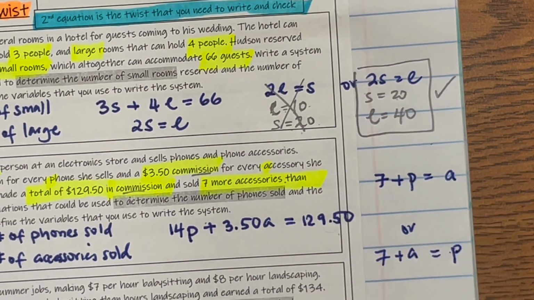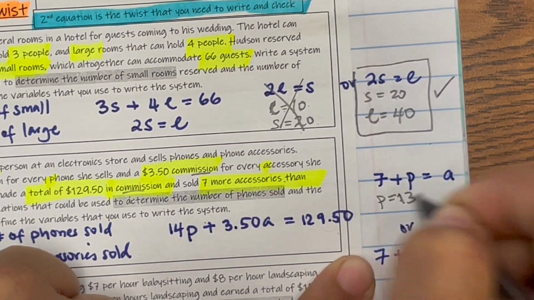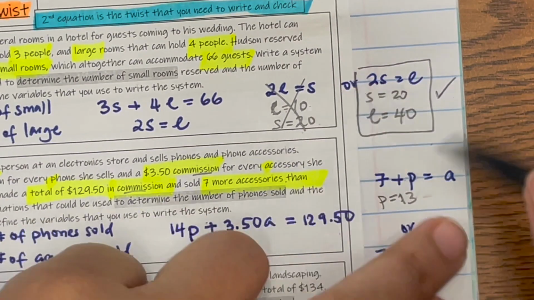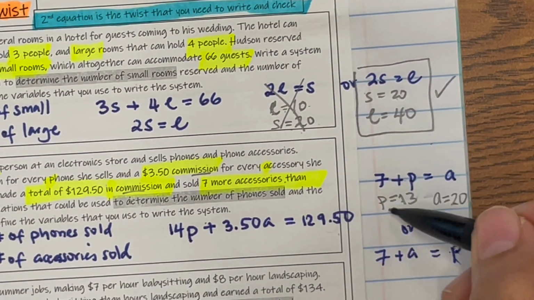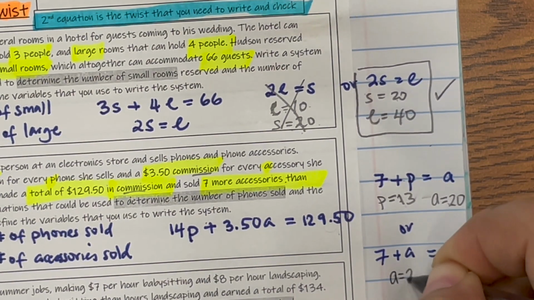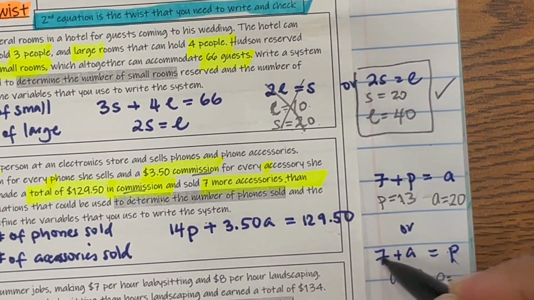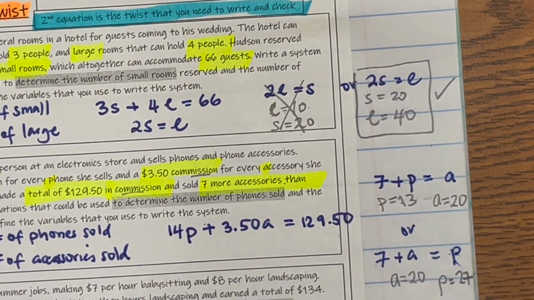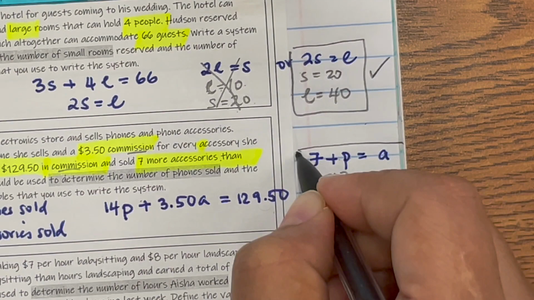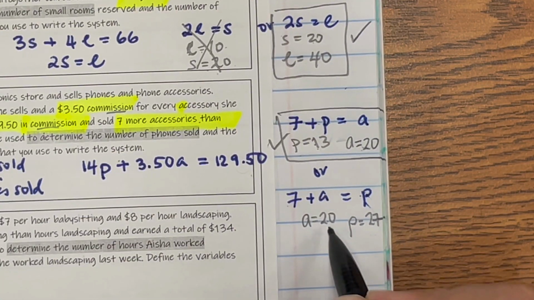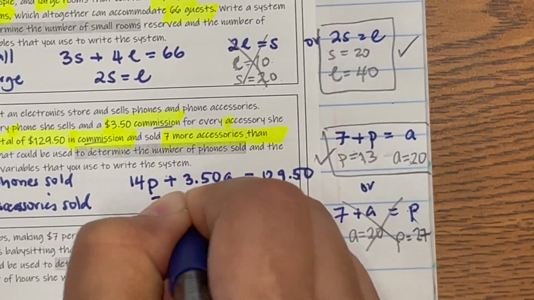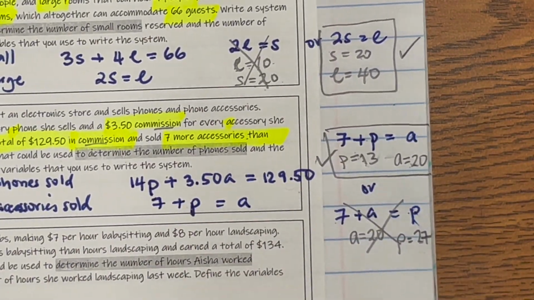Which one is it? So let's make up some numbers. I'm going to make up P is 13. So 7 plus 13 would give me what? 20. So A would be 20. Then start off with that same number, 20. So A is 20, and then what would P be when you plug it in? If A is 20, 7 plus 20 is 27. Now I'm looking for the one that gives me more accessories. Phone is 13, accessories 20, that's more. Let me double check. Accessories is 20, phone is 27, so that's not it. So accessories needs to be more, that's the equation. Then you just write the equation down.